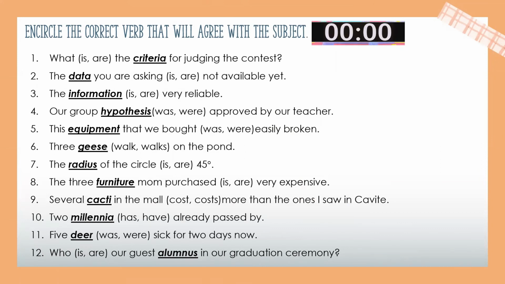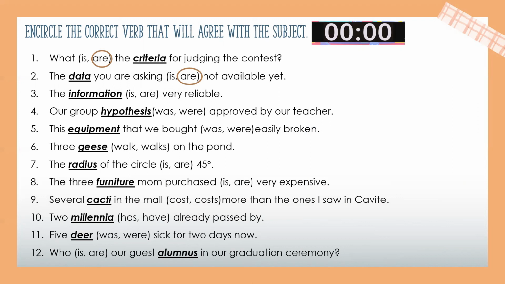Okay, so now let's check your work, whether the subject is singular or plural, and if your verb matches it. Number 1, what is or are the criteria? Criteria is plural, therefore your verb should be are. Criteria's singular form is criterion. Next, number 2, the data you are asking is or are not available yet. The word data is in the plural form, therefore you use the word are. The singular form of data is datum.